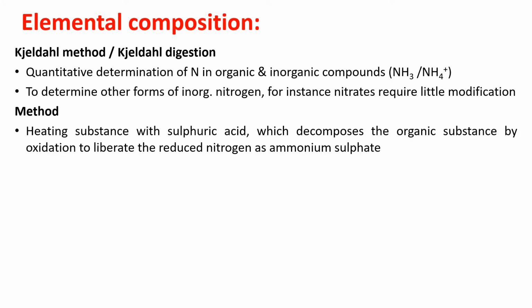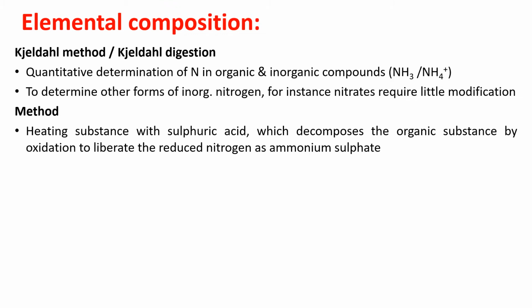A substance is heated in the presence of sulfuric acid. Let us assume our sample is egg albumin. We need to determine how much nitrogen is present in it. So we will be heating a weighed quantity of egg albumin sample with sulfuric acid. Now this sulfuric acid decomposes the organic substances by way of oxidation and will release nitrogen in the form of ammonium sulfate. Why?